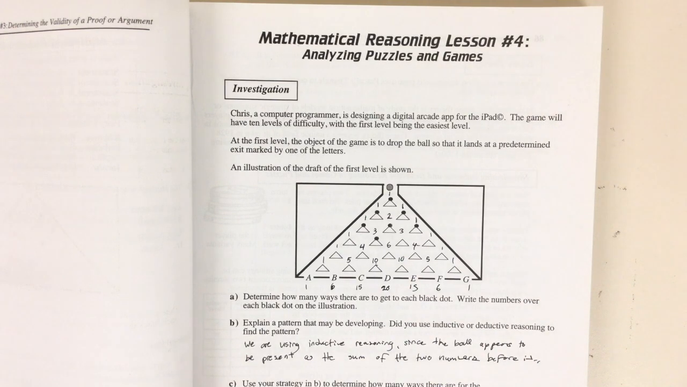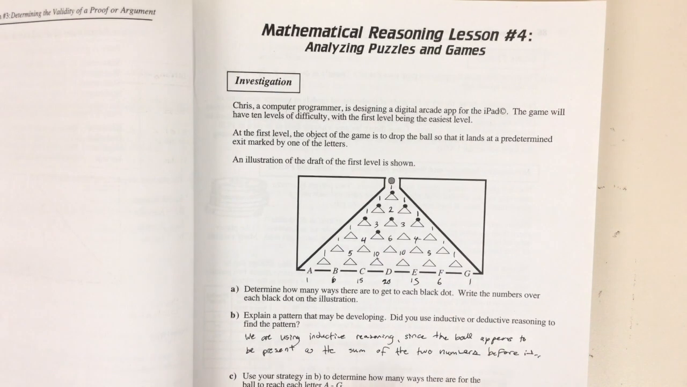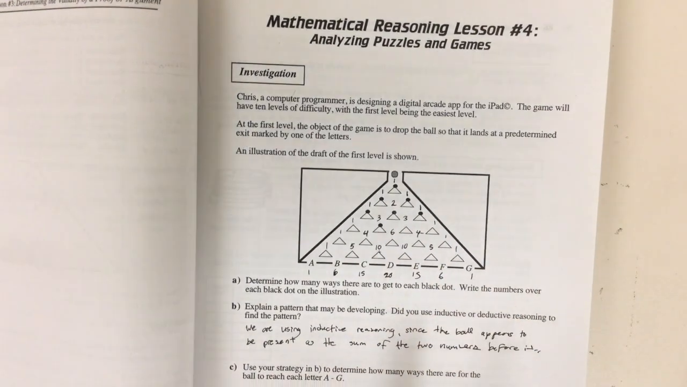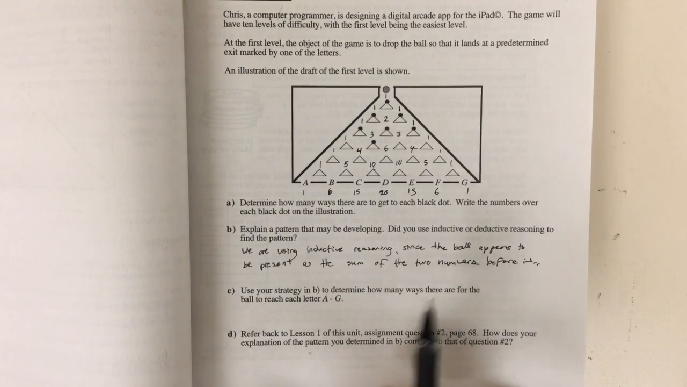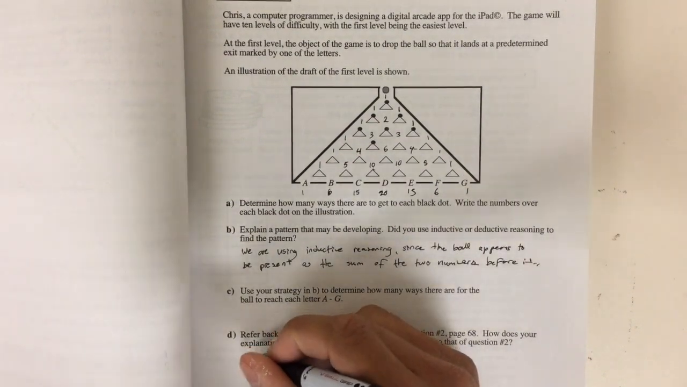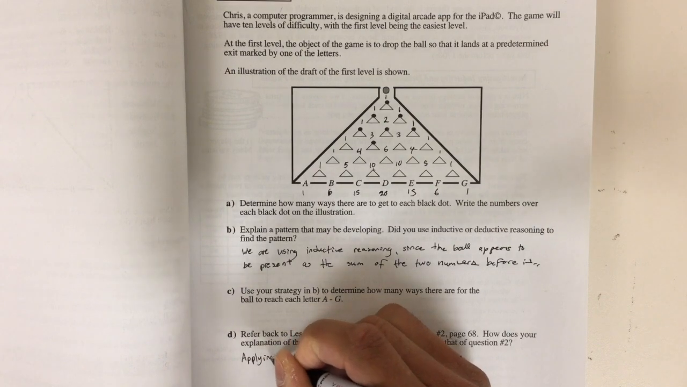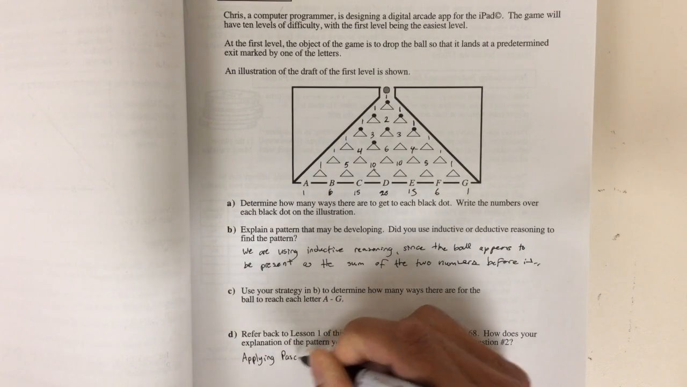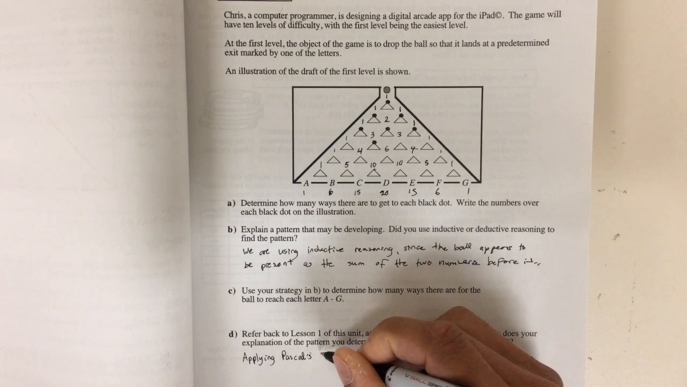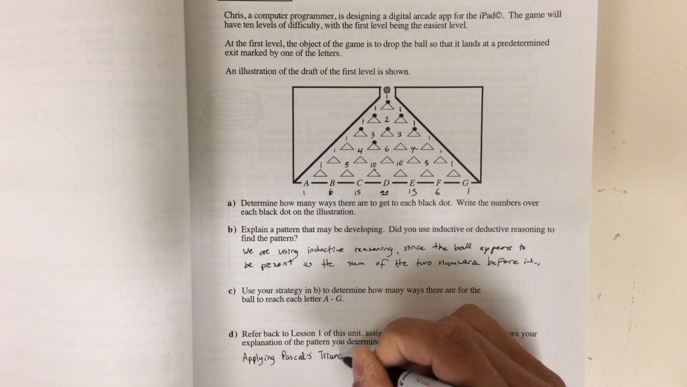All right, so refer back to lesson 1 of this unit, assignment number 2, page 68. How does your explanation of the pattern you determined compare to that of question number 2? Well, if you look at it, we're working with Pascal's triangle again. And so we could say we're applying Pascal's triangle.